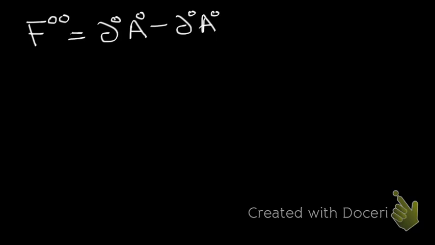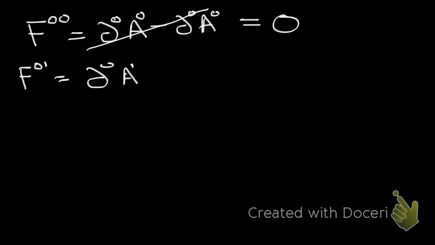Let's see. We would have F00, the first component. According to the equation, that would be partial 0 A0 minus partial 0 A0, and so obviously this vanishes. Now let's look at the component F01. That would be partial 0 A1 minus partial 1 A0.